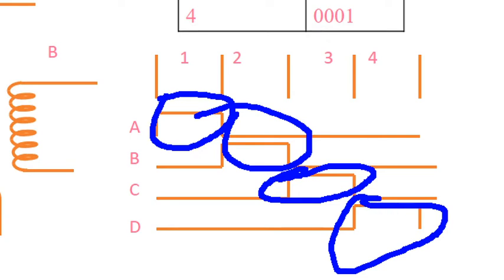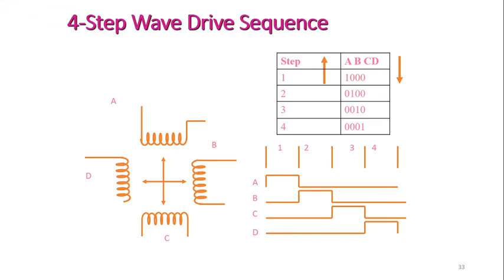Now, if you repeat and keep on applying the pulses A, B, C, D like that, then the motor is going to get rotated in the clockwise direction. If you go in the reverse order, meaning I'm going with the D, C, B, A format, then it is going to be the anti-clockwise direction. It is a four-phase stepper motor.